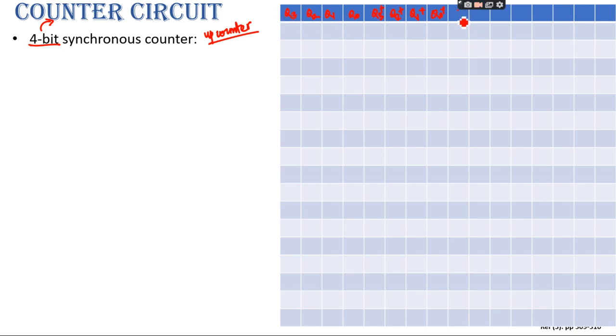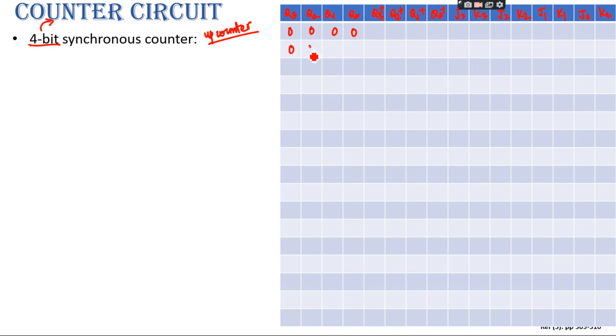And for Q3 you should have J3 K3, then J2 K2 for Q2, then J1 K1 for Q1, and finally J0 K0 for Q0. Now for my first case, since we have 4 bits, there will be 16 states.